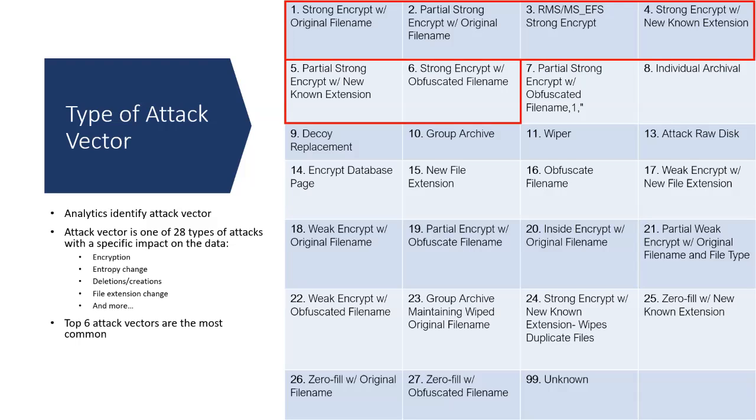So the previous slide said it was attack vector 6. That's a very common one: encrypting a file and changing the file extension. So changing a Word doc by encrypting it and changing the extension to .encrypted or .lol.